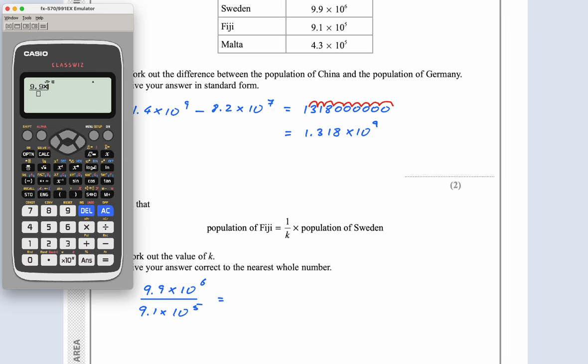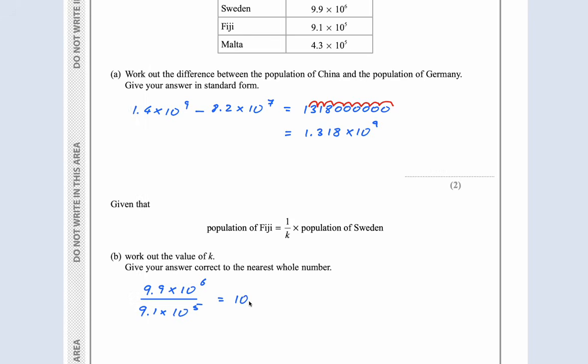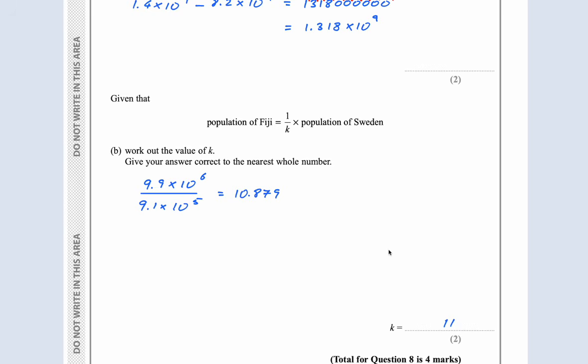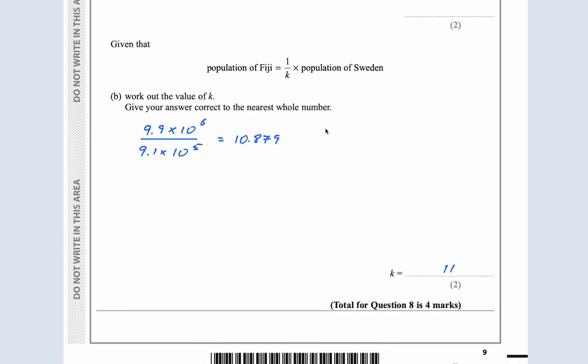9.9 times 10 to the power of 6 over 9.1 times 10 to the power of 5. I get this, which is 10.879. To the nearest whole number, I have to round it up to 11. So k has to be 11. So the population of Sweden is about 11 times the population of Fiji.